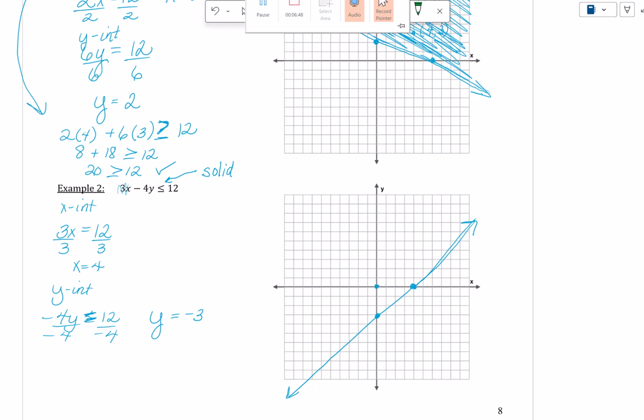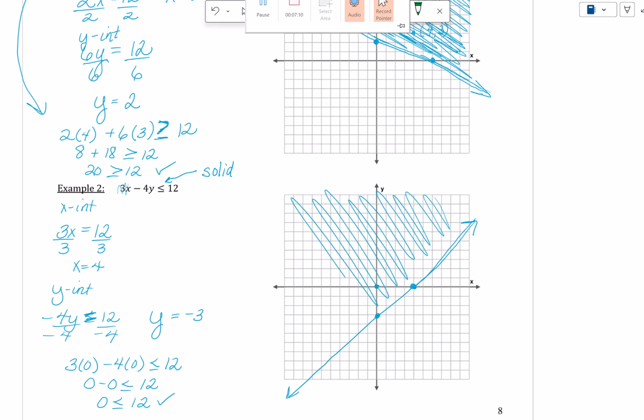So I would plug in 0 for x and 0 in for y and see if that's true. 0 minus 0, is that less than or equal to 12? Is 0 less than or equal to 12? And it is true. So I'm going to shade above, or where that 0, 0 point is.